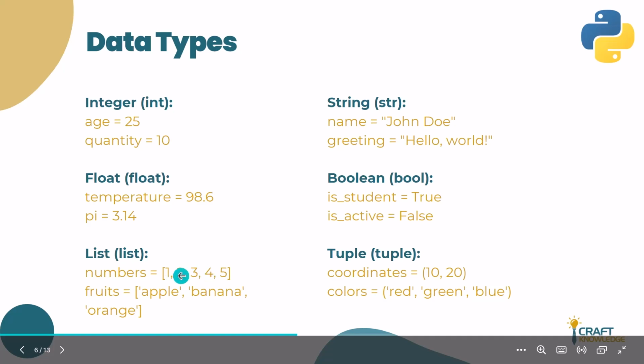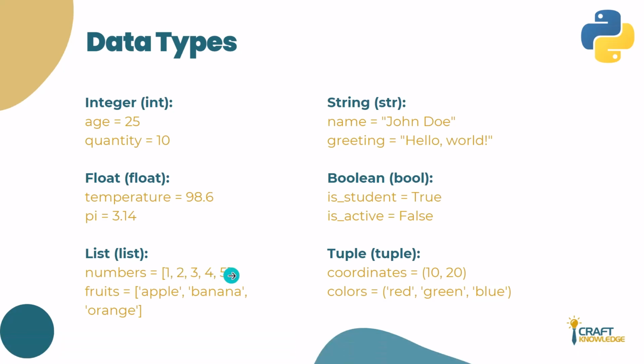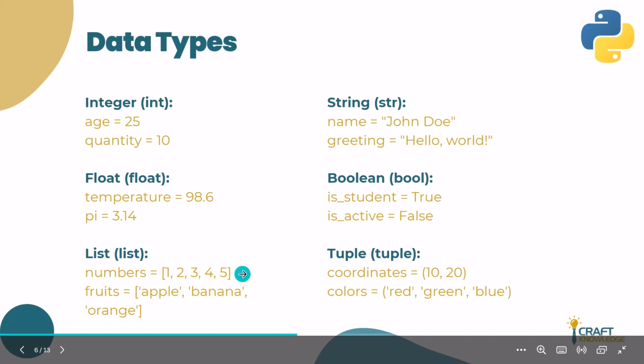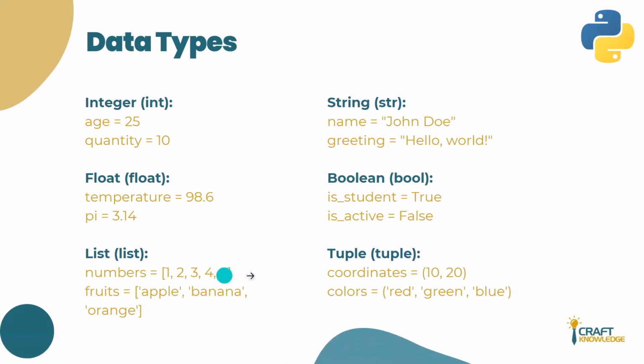List can store multiple data types in it, just like this. All you have to do is put these braces around the values, and you can store as many values as you want.